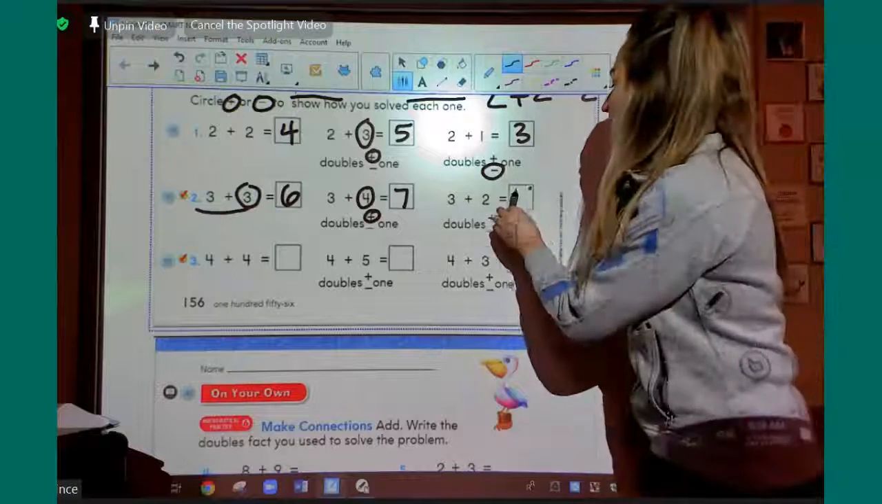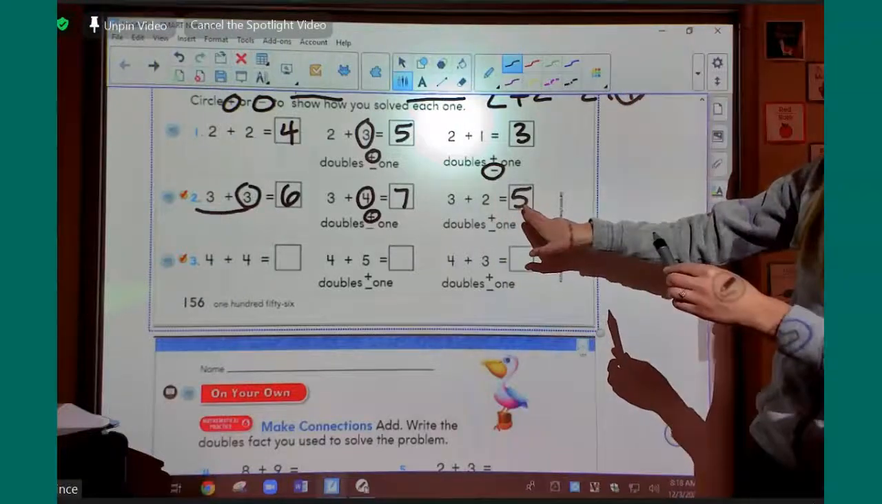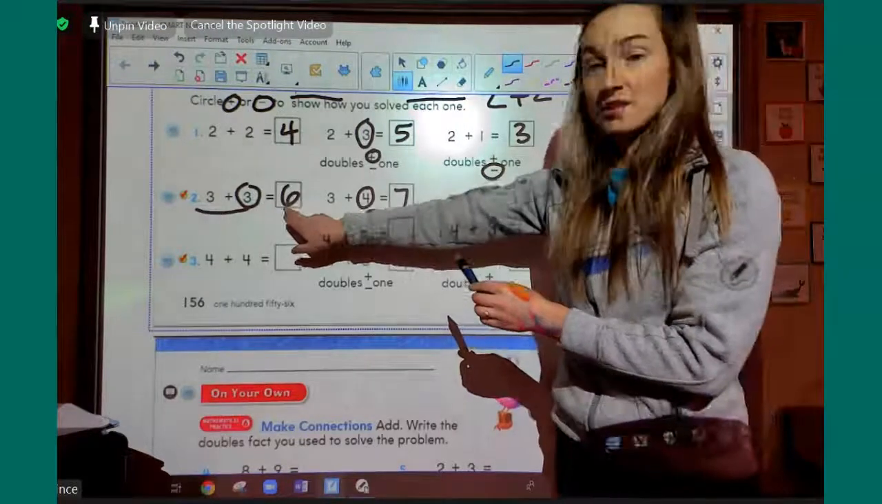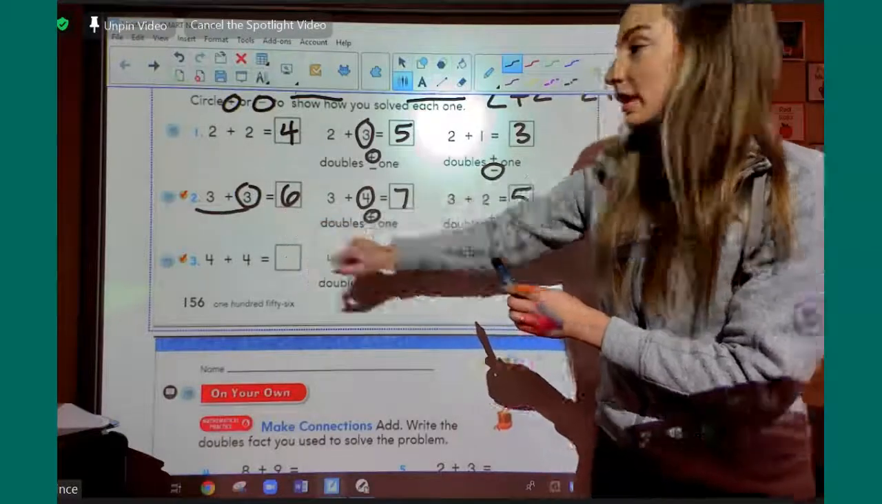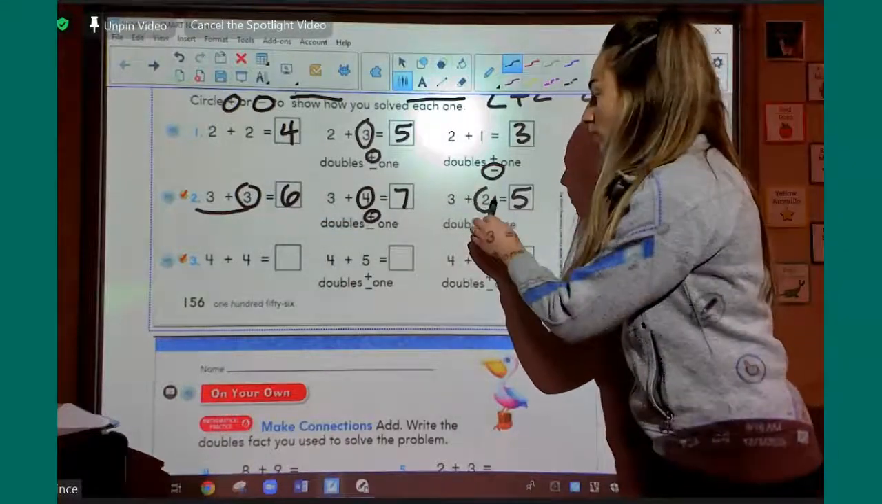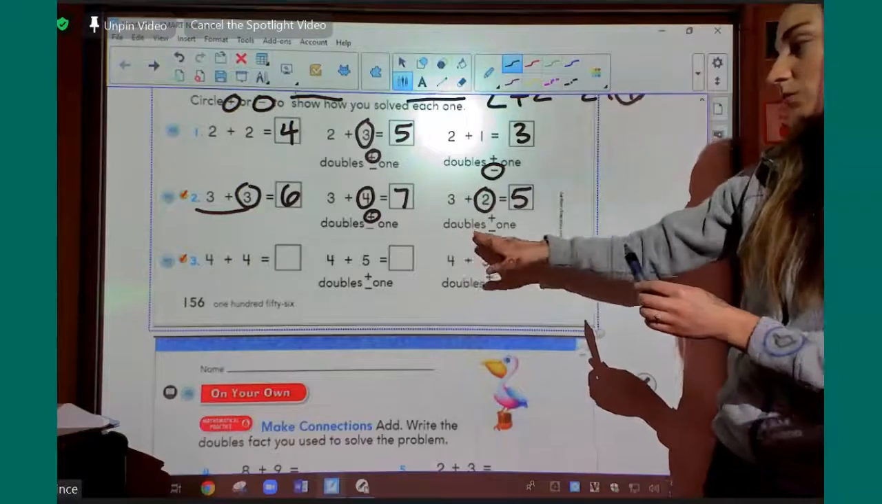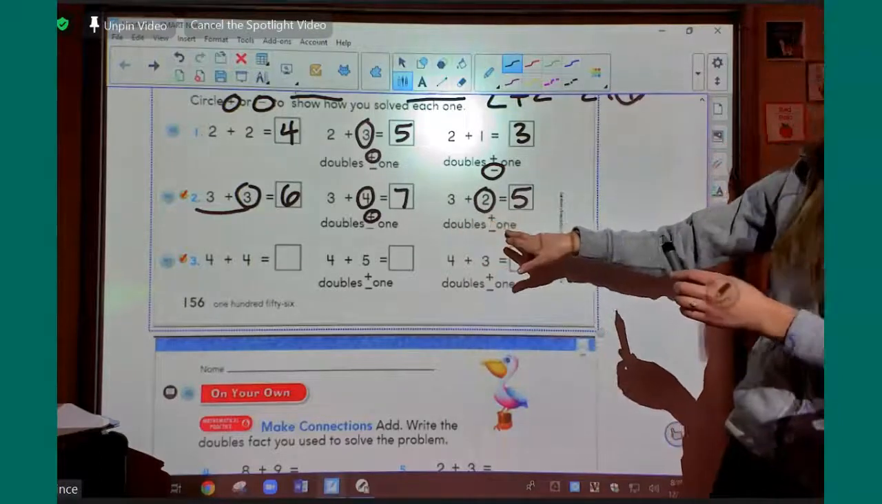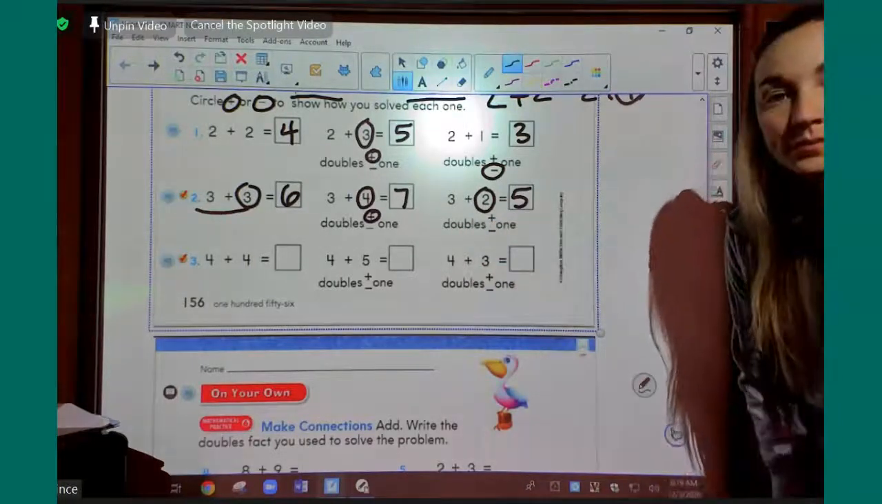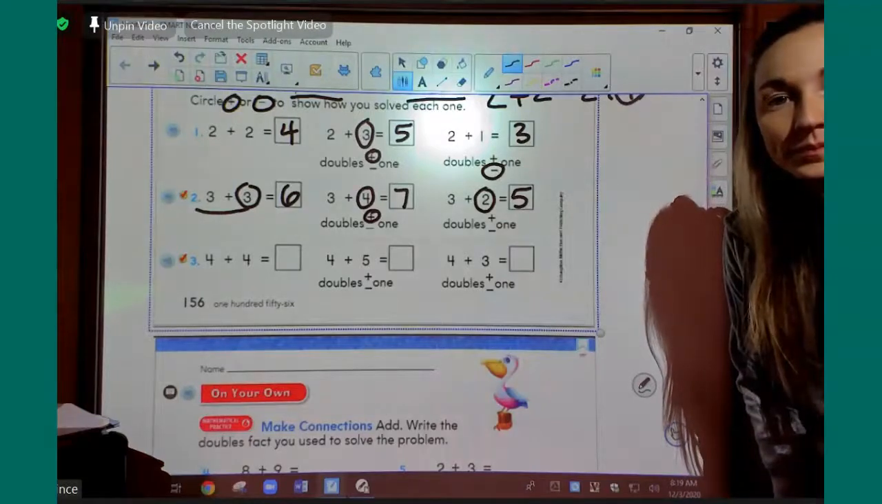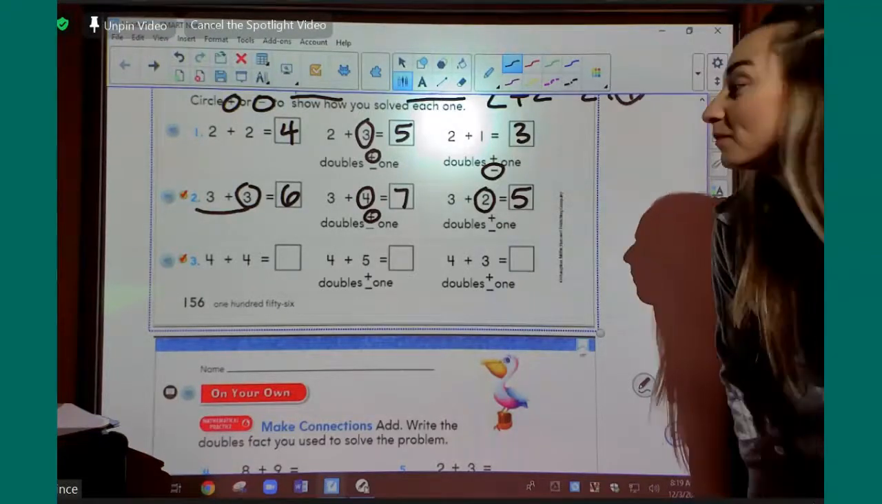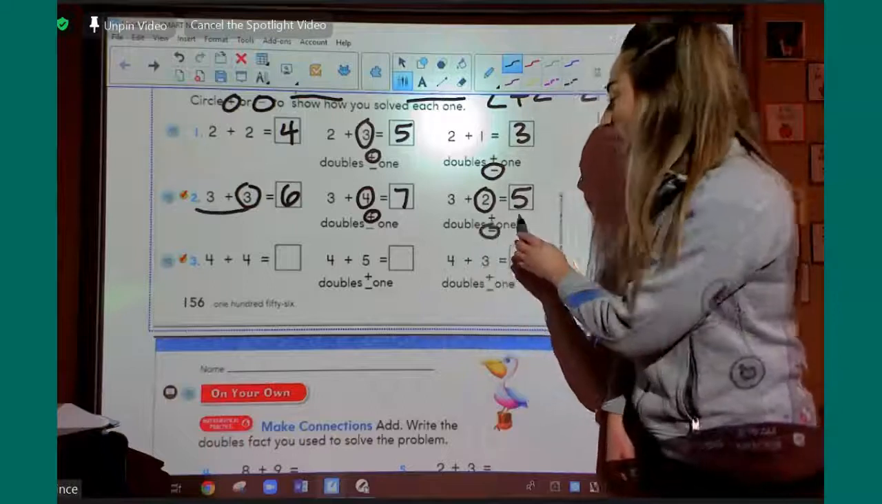Good job. We did get 5. So I want you to look at this number compared to this number. And I also want you to look here. It's no longer a double. Did we do doubles minus 1 or doubles plus 1? Minus 1. Good job. We can check right here.